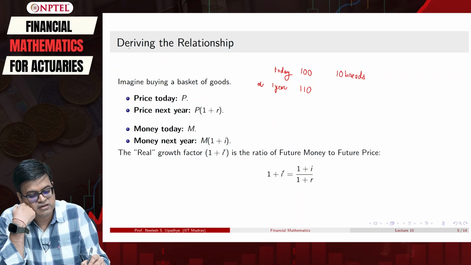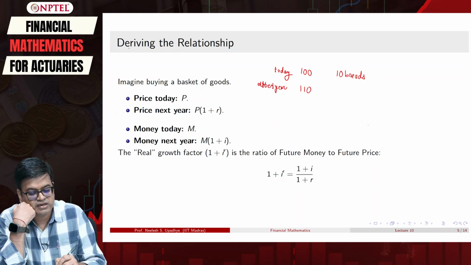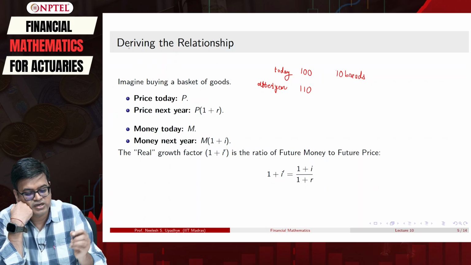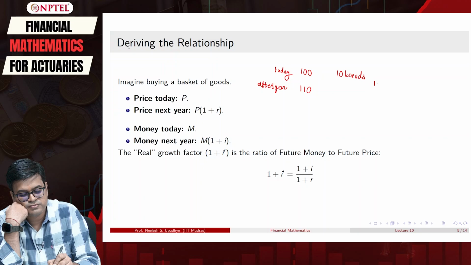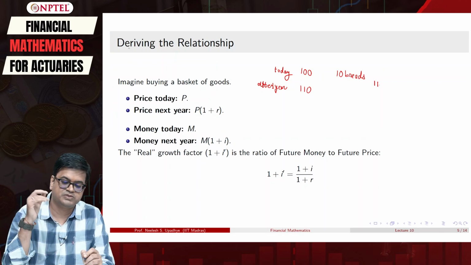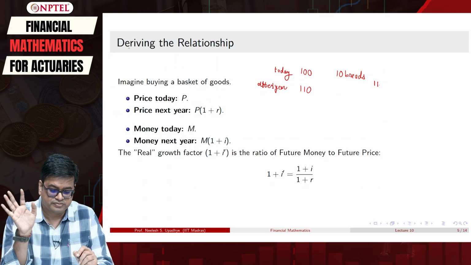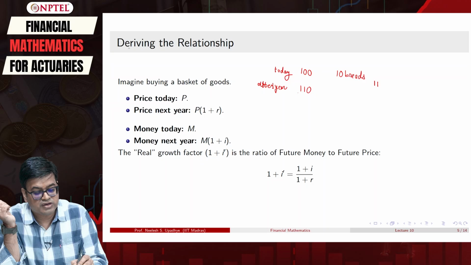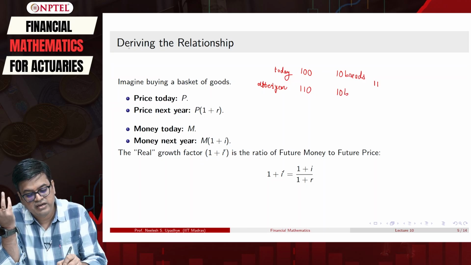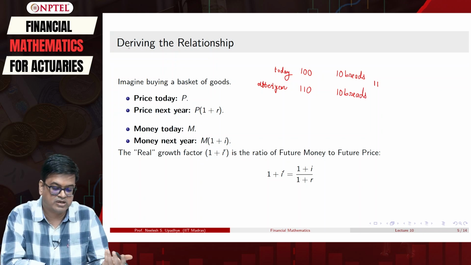After 1 year, now it's 110. However, the price of this particular commodity has increased to 12 rupees. For simplicity, let us take 11 rupees. The price of each bread has gone up to 11 rupees. So now with 110, how many breads can you buy? You can again buy 10 breads, right.